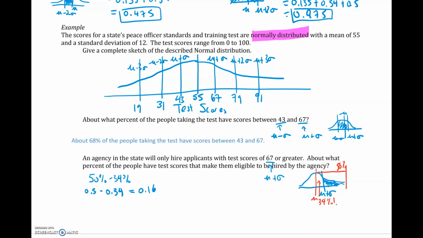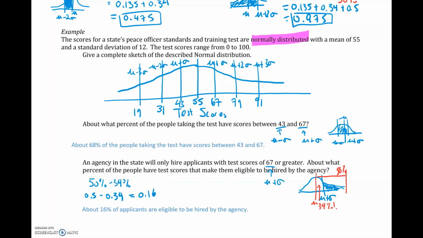All right, so that means just 16% of those people taking the test would be hired based on this criteria that we have to be 67 or greater. All right, and there we go. So that is the answer. I forgot to mention earlier, you want to make sure you see the direction says about what percent, which is why I'm answering in percent. Typically, if I ask for probability, I do rather have it in a decimal or a fraction, but try to be consistent, especially if it does specify what format we want.